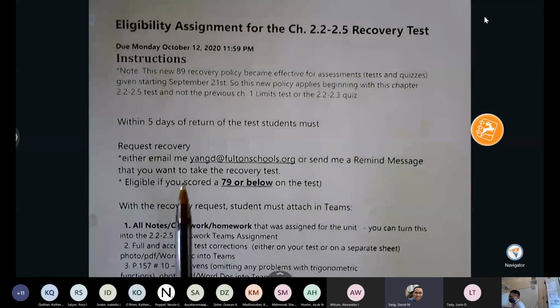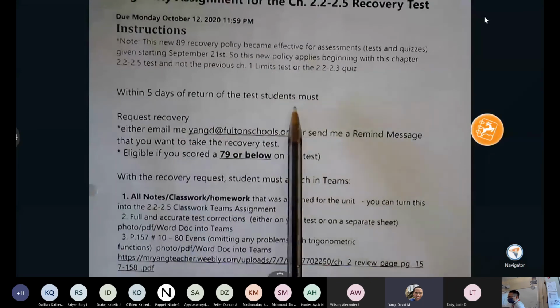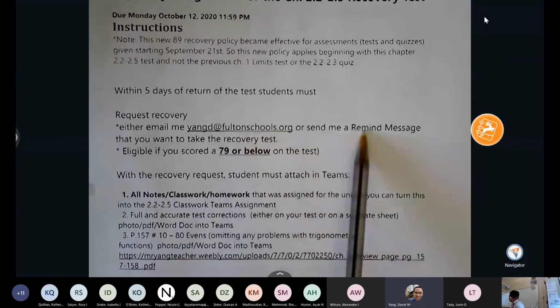However, there's a couple of conditions here. You need to let me know within 5 days to return the test that you want to request recovery. Either email me or send me a Remind message to confirm that. And then you're only eligible to do recovery if you score a 79 or below on the test. Okay.